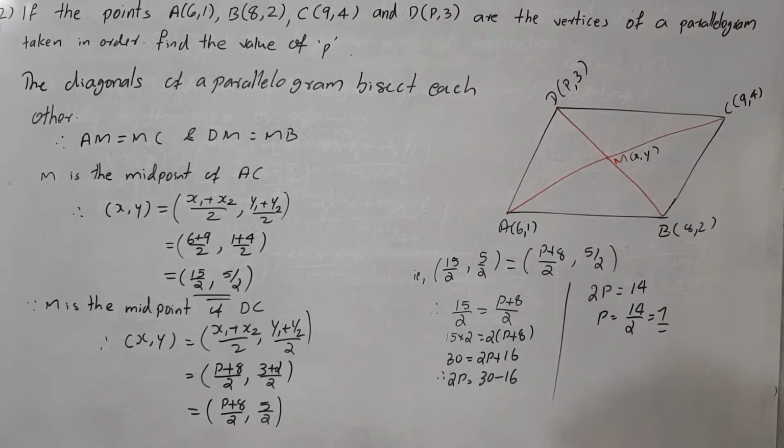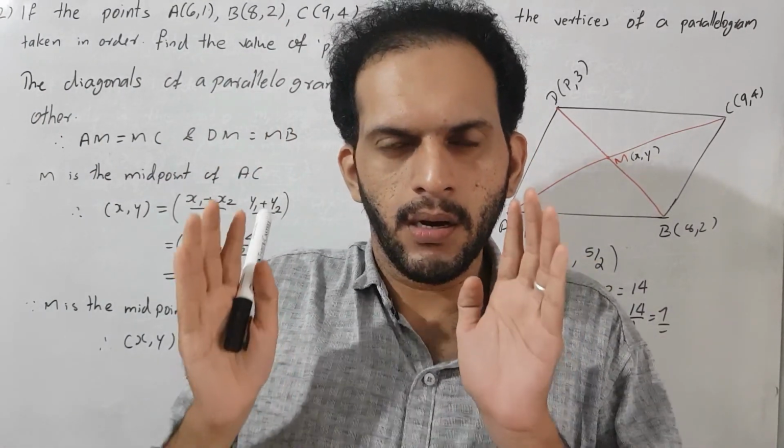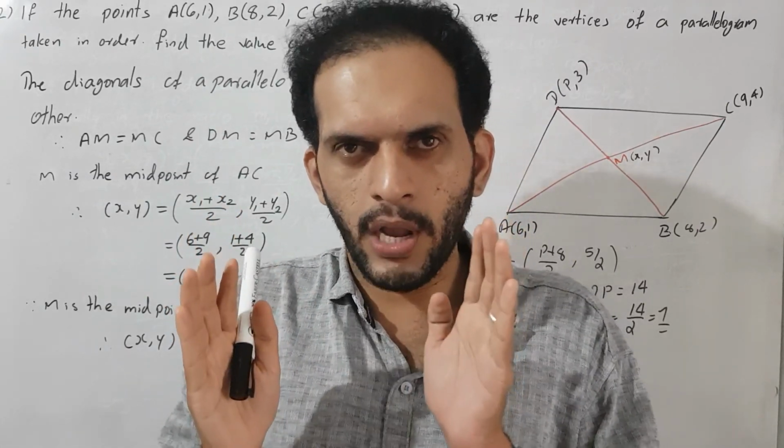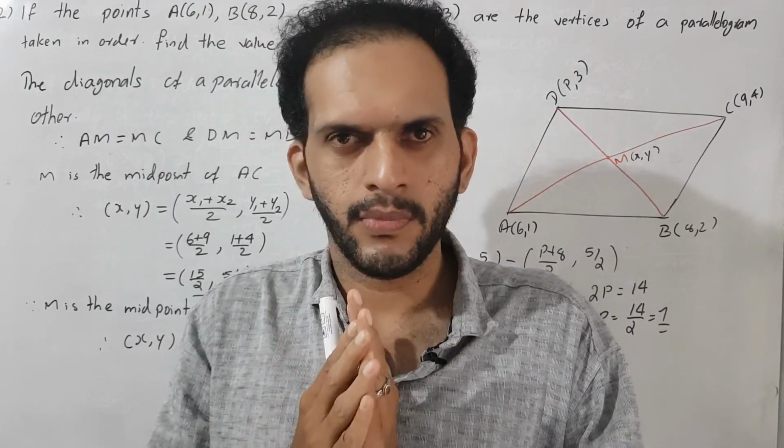Okay, I think you got it. In the case of a parallelogram, how to find the vertex? We use only one idea, that the diagonals bisect each other. Okay.